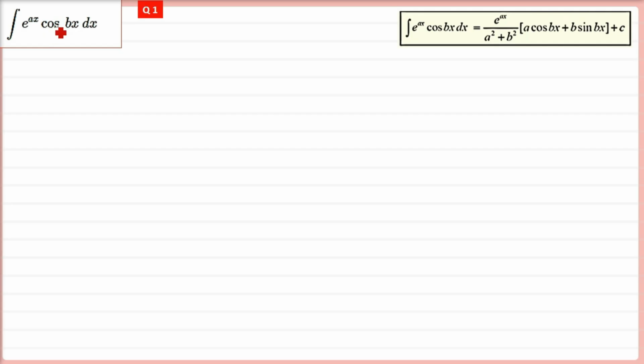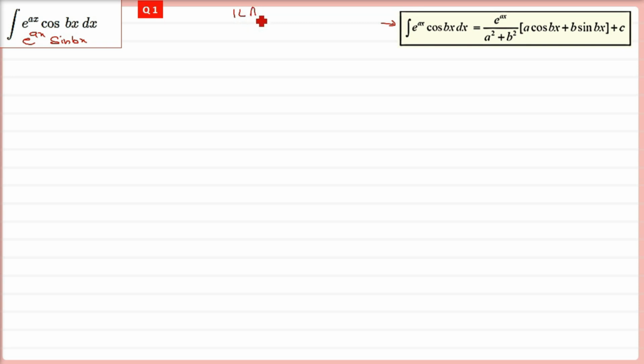Now the second one, which is actually the first question. This is also a formula which will be used immensely in this exercise. So the integral of e^(ax) cos bx is equal to what you see on the right, and I am going to prove it just now. So we have already proved e^(ax) sin bx. Now we are dealing with e^(ax) cos bx.